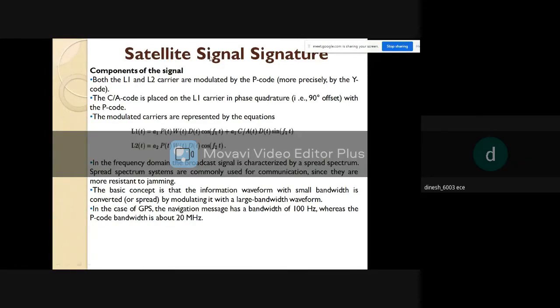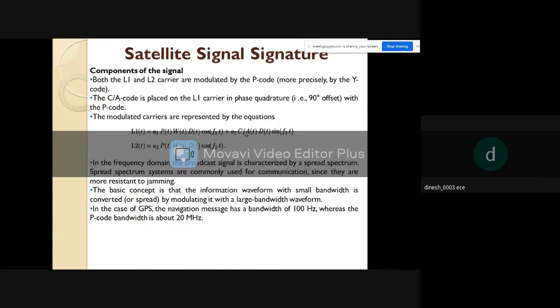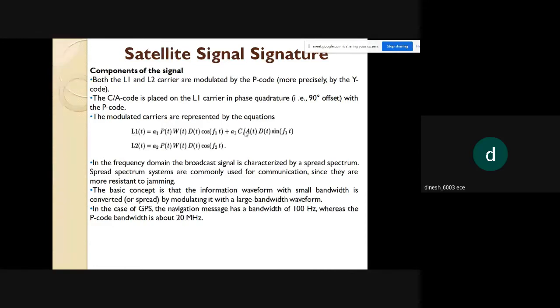The L1 frequency is obtained by the coefficients A1, the precision code P(t), W(t), D(t), cos(f1 t), plus A1, the C/A acquisition code C(t), D(t), sin(f1 t). Whereas the modulated carrier of L2 is represented by A2 P(t), W(t), D(t), cos(f2 t).